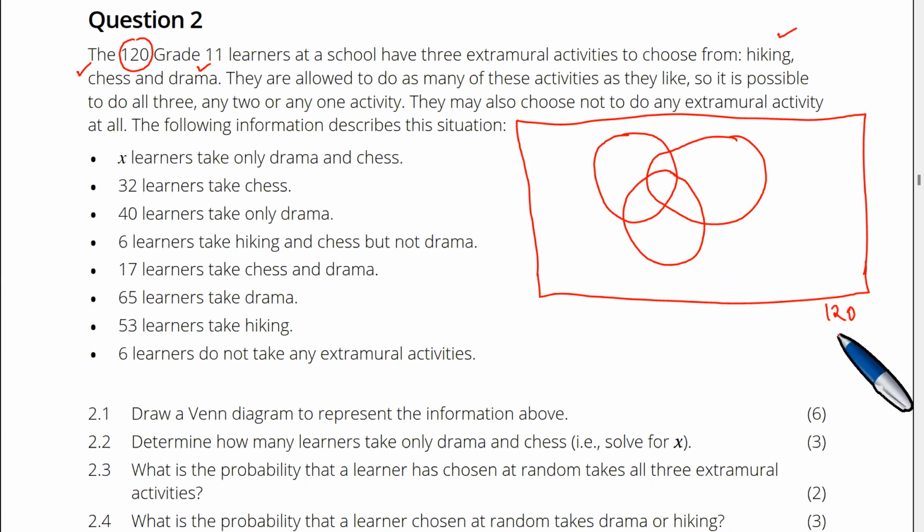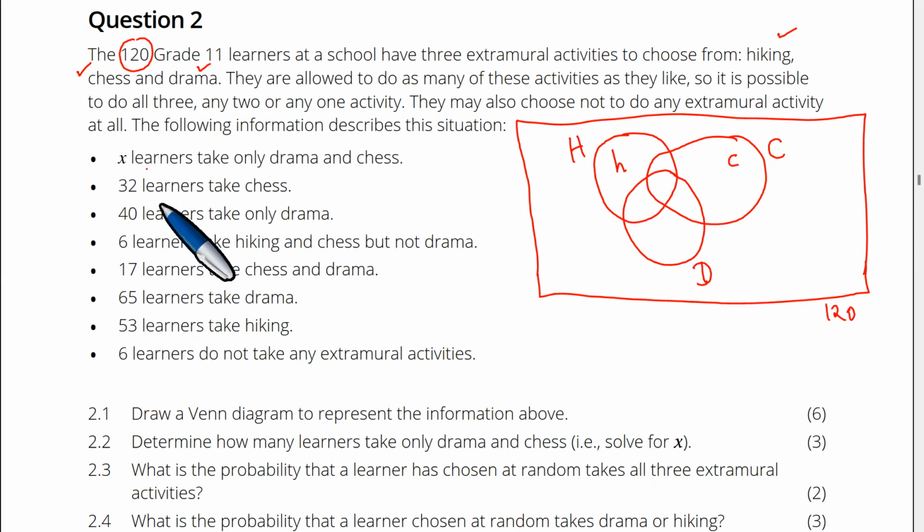Right, so let's allocate the numbers. Here we're going to put hiking, capital H. Here we're going to put the chess learners. Here we're going to put the drama learners. Okay, so we put the drama here. Now, as usual, here we put H for the hiking learners. Here we put, for instance, C for the chess learners, and you can put D for the drama, but I'll tell you why I'm not putting that yet, because the drama is enough information. But let's first think of these.